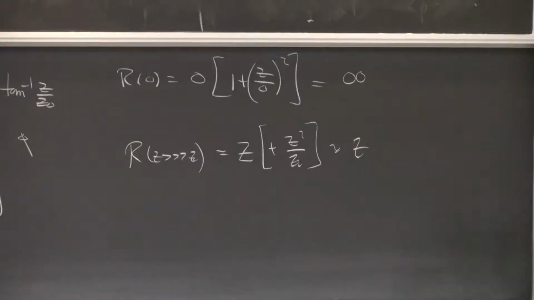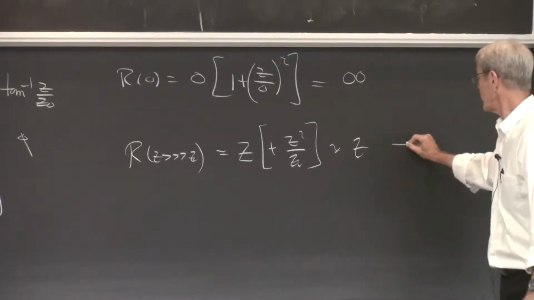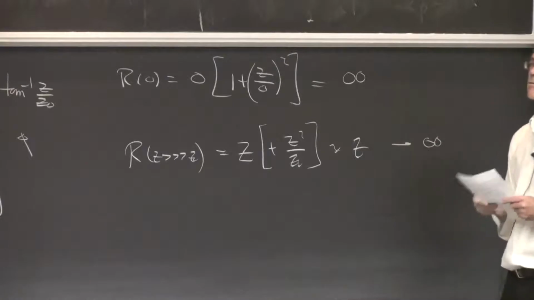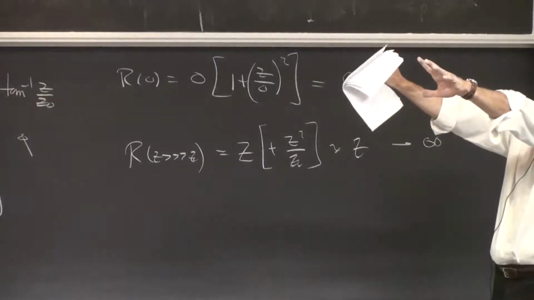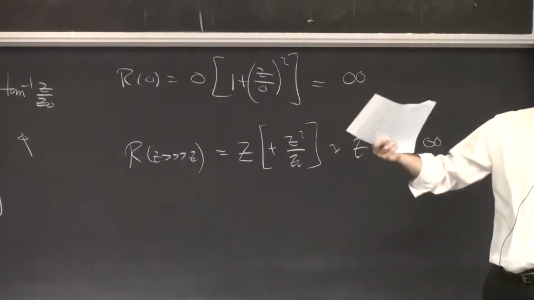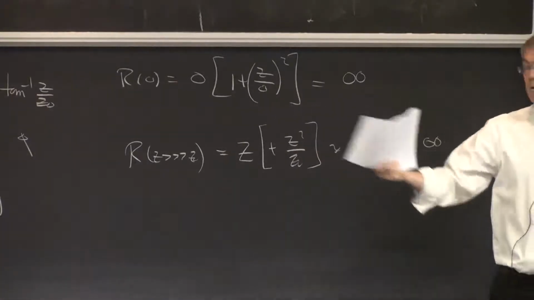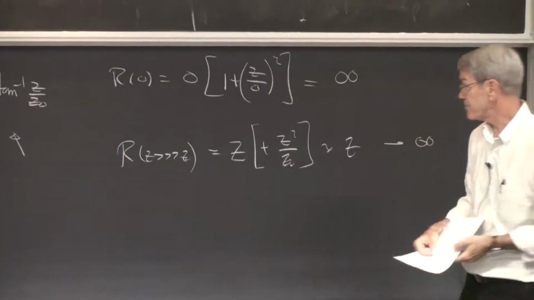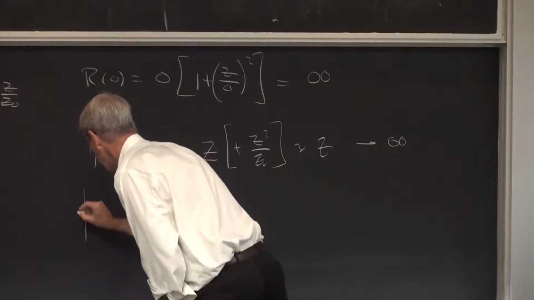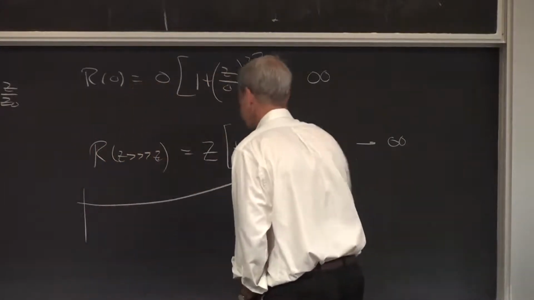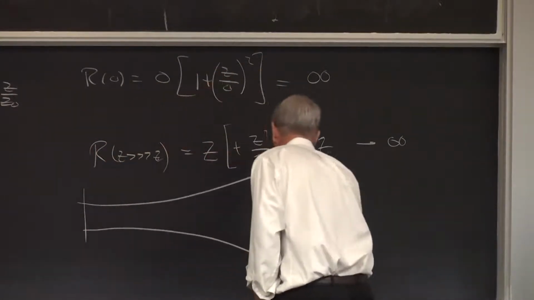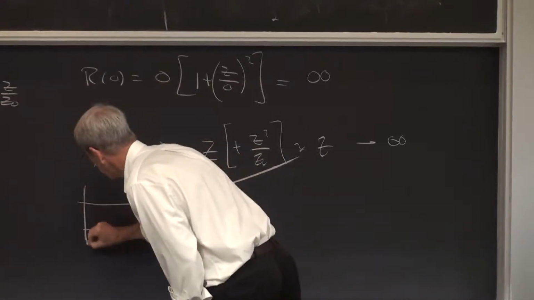If I go off to infinity, this approaches infinity. So let this thing go off to infinity, I have a plane wave. So I start with a plane wave, I end with a plane wave. So it must have some curvature in between. And if we look at how the beam goes, here's my waist doing its thing. Right here it's a plane wave.